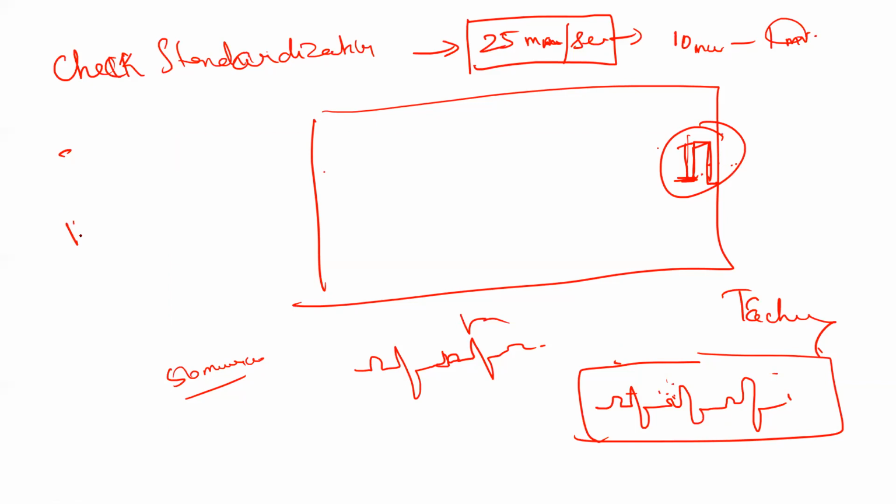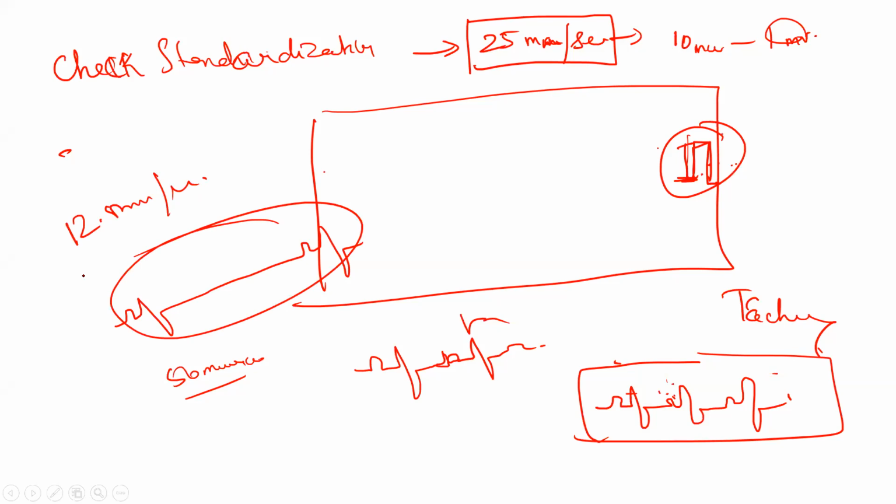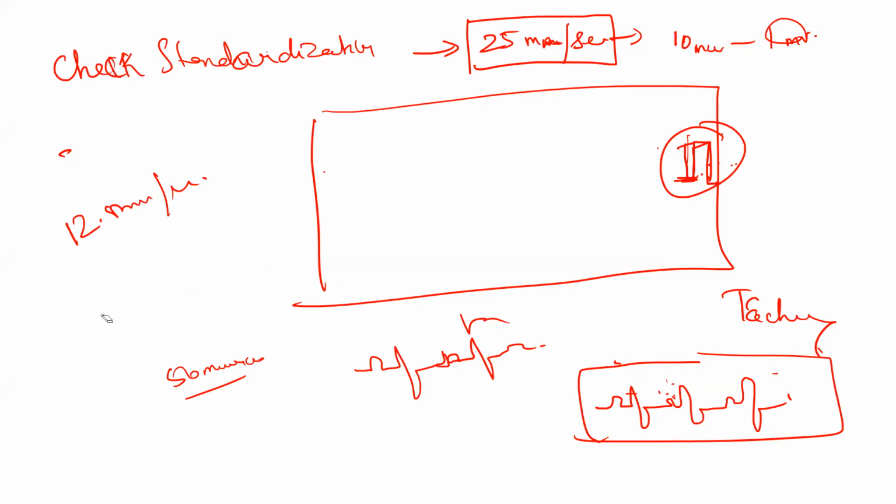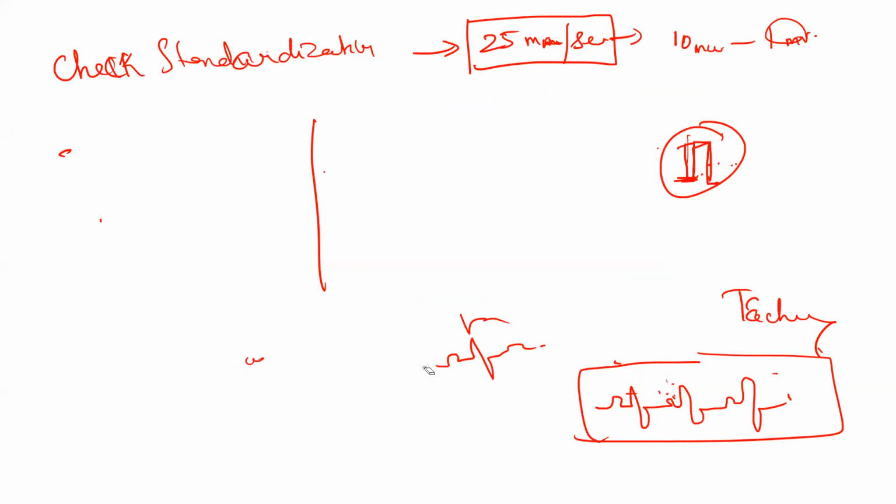If you reduce the speed to 12.5 millimeters per second, the same rate of 75 will read like this, so you will interpret it as bradycardia. That is why standardization is the first and basic thing you have to look for. Of course, in the exam they don't give you a non-standard ECG; just keep it in mind as information.